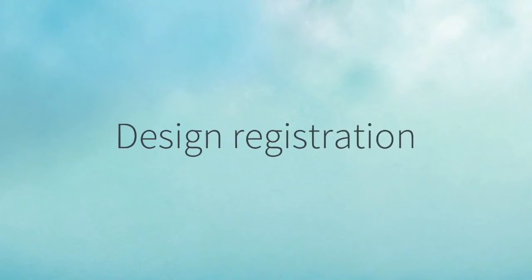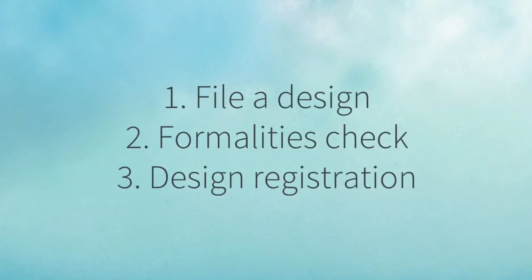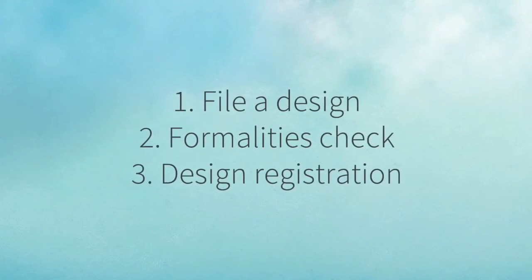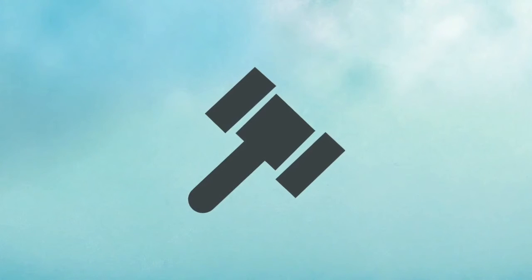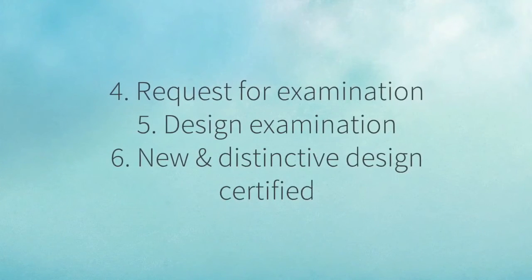In summary, there are 6 stages in the design process. Step 1. File your design with IP Australia. IP Australia will then perform a formalities check. Once the formalities check is successful, you may ask for your design to be registered. In order to receive legal exclusive rights over your design, you will need to make sure it is certified. Once your design is registered, you may then request examination.